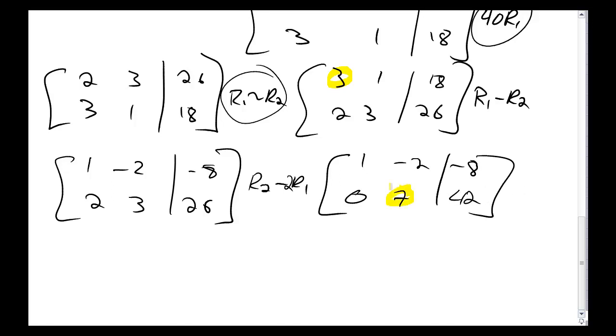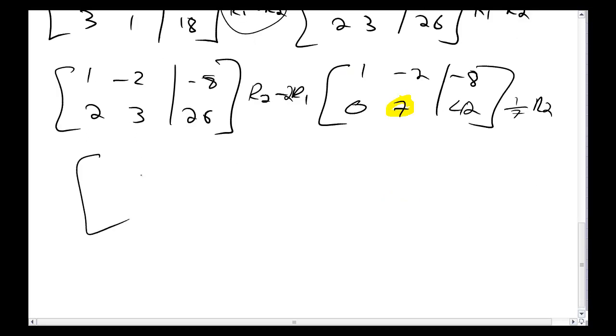Next, I want to pivot around this guy, so I want that to be a 1. If I do 1/7 times row 2, the top row is not going to change. The bottom row is going to be 1/7 times 0, which is 0, 1/7 times 7, which is 1, and 1/7 times 42, which is going to leave me with 6.